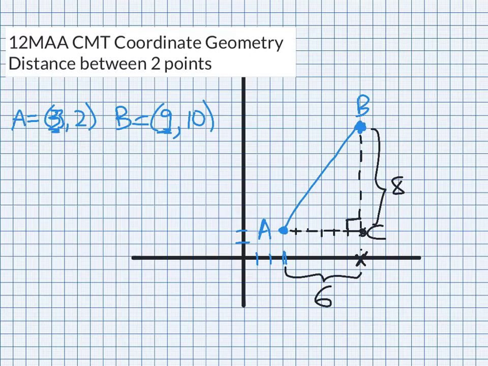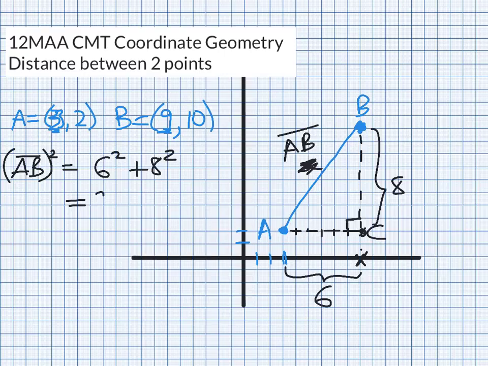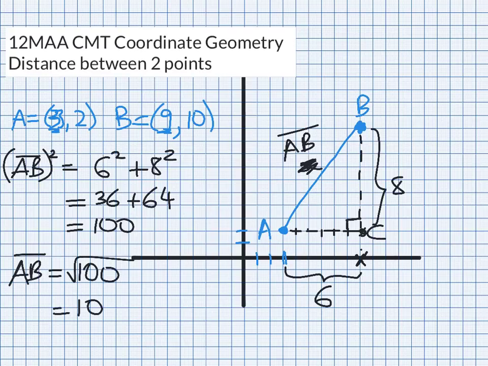So if we label this length here x, no, that's a really bad choice of letter. Let's not label it x. Let's just leave it as length AB for now. Well, we know that that distance squared from Pythagoras must be 6 squared plus 8 squared. And that equals 36 plus 64, which is 100. So to find length AB, it's going to be the square root of 100, which is 10 units.